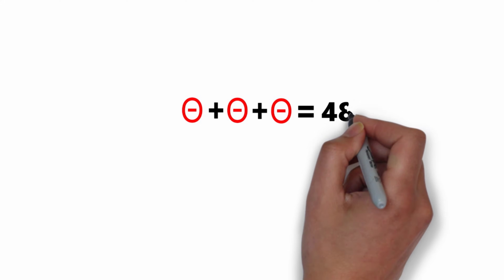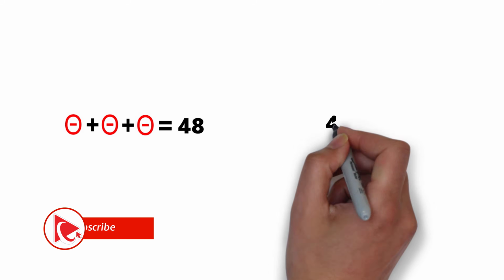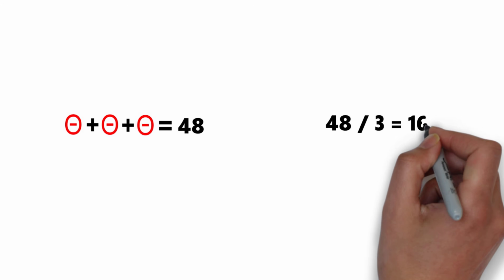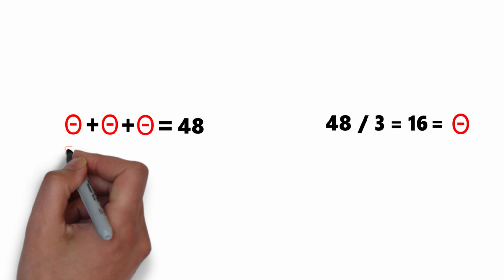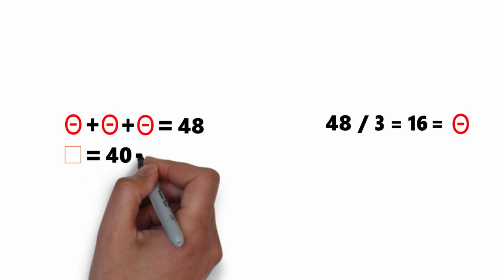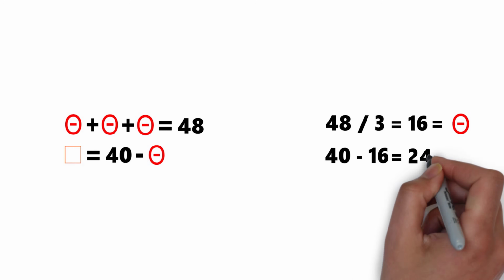You see that the value of circle can easily be calculated. We do it by dividing 48 by 3, and the result is equal to 16. So circle with the dot inside equals 16. In the next step, we need to calculate the square. Square equals 40 minus the circle, which equals 40 minus 16, and the result equals 24.